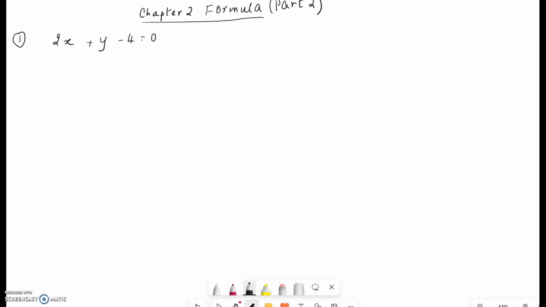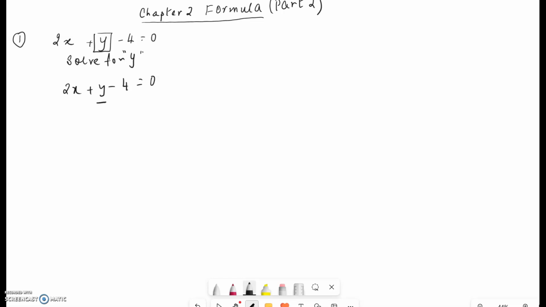Okay, we need to solve for, let's say, y. So you have x and y. Our goal is to get y by itself. So let's write this down: 2x plus y minus 4 equals 0. We want to keep y on the left. Everything else has to be moved to the right, which means we want to get y by itself, or solve for y.